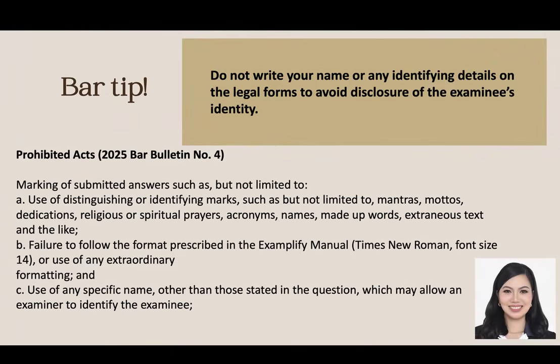These are considered markings, such as but not limited to, letter A, use of distinguishing or identifying marks, such as but not limited to mantras, mottos, dedications, religious or spiritual prayers, acronyms, names, made up words, extraneous text, and the like. Letter B, failure to follow the format prescribed in the exemplifying manual, Times New Roman, font size 14, or use of any extraordinary formatting. And letter C, use of any specific name other than those stated in the question, which may allow an examiner to identify the examinee. So take note of these prohibited acts.